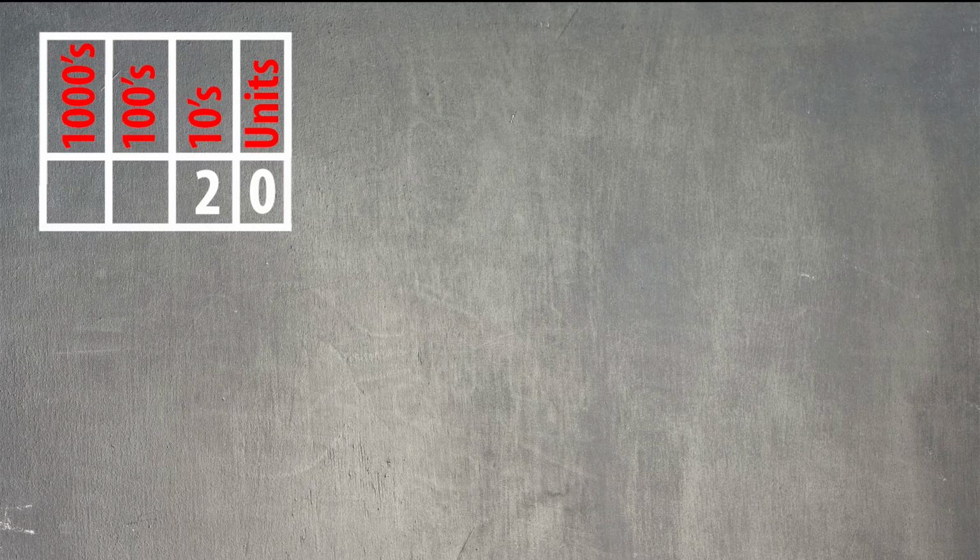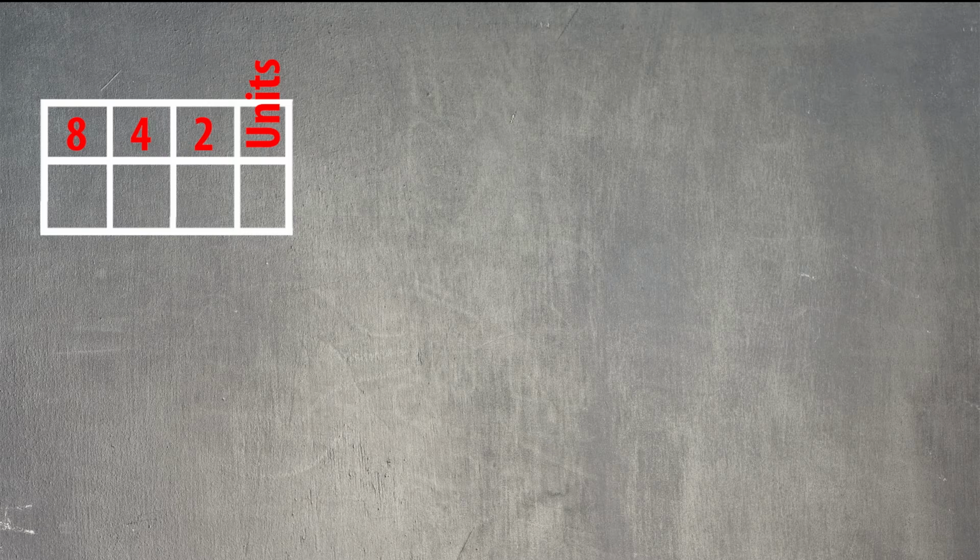Binary, or any other number base, is just the same, except that the column headings go up in multiples of whatever the base is. So let's put our column headings in for binary. Starting with the units, then 2, 4, 8. Each binary digit in these columns is referred to as a bit, a contraction and merging of the two words, binary and digit.